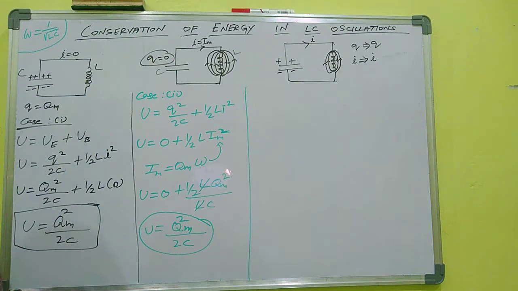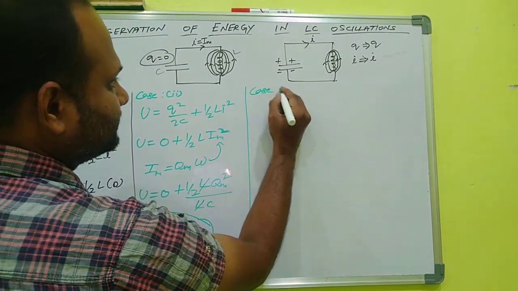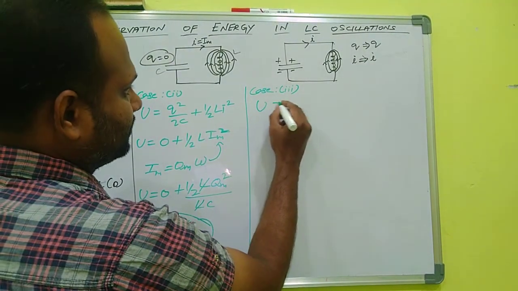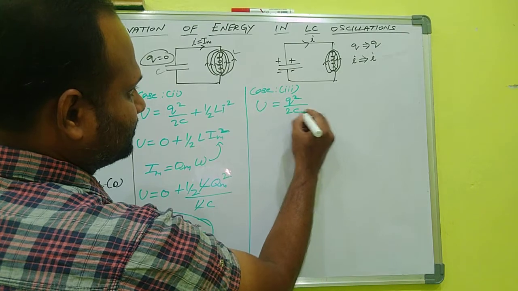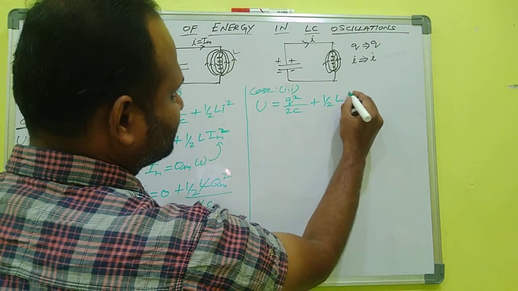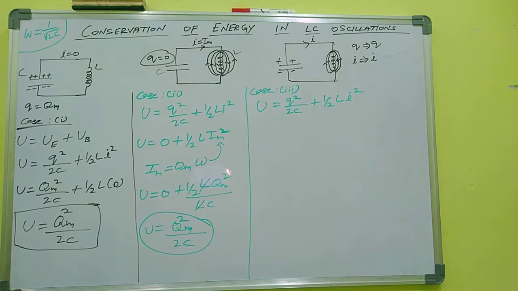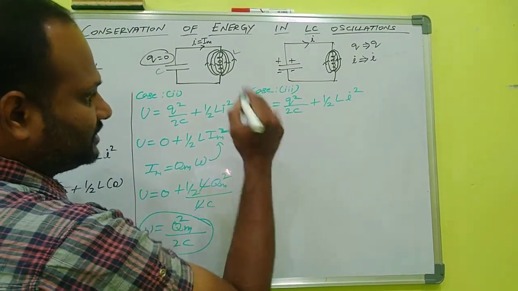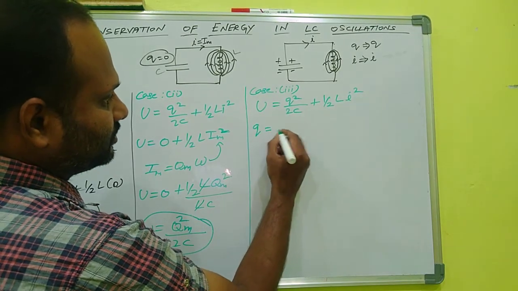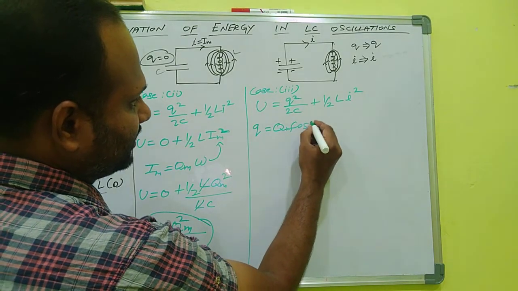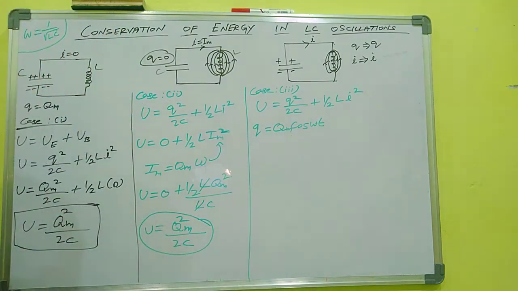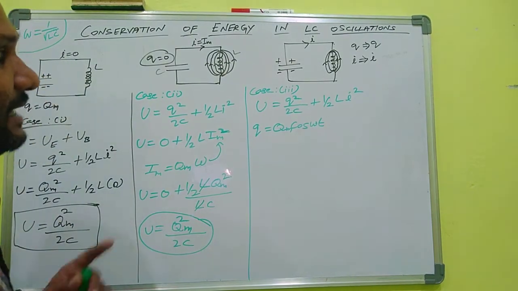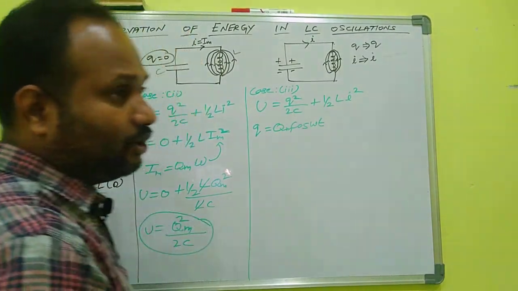In this case 3, we are now going to prove. In case 3, the total energy is equal to Q square by 2C, we know very well, Q square by 2C plus half L I square. First, we have to substitute two things. First one is Q is equal to Qm cos omega t. This is the expression for Q. We have to substitute here instead of small q. Second one is I. How can we find I?